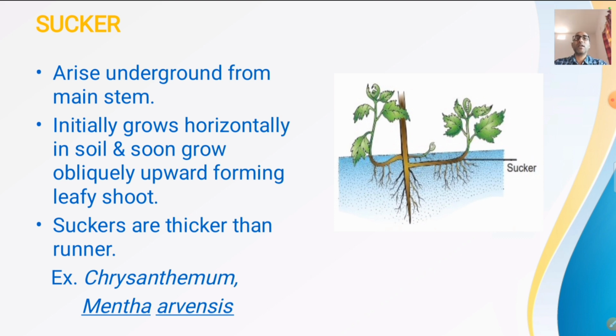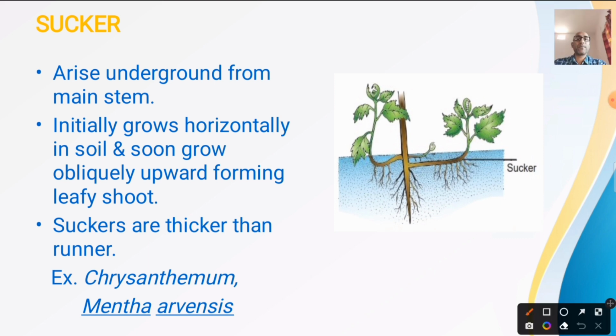The last one is sucker. Here it arises underground from the main stem as shown in the picture. This sucker arises underground from the main stem. Initially it grows horizontally in the soil, as you can see quite easily, and soon grows obliquely upward, forming a leafy shoot.